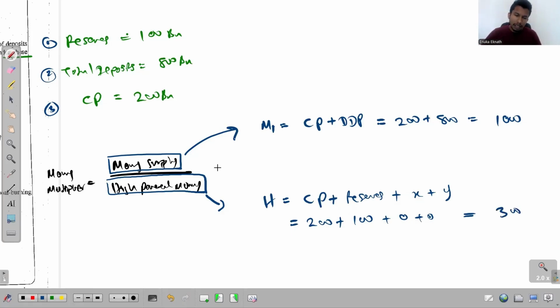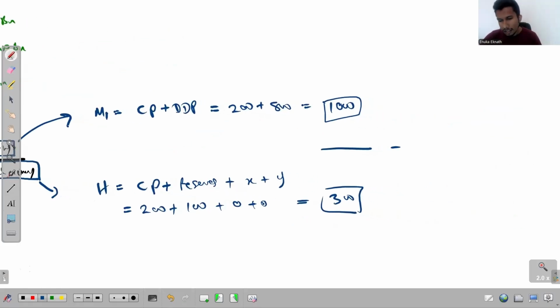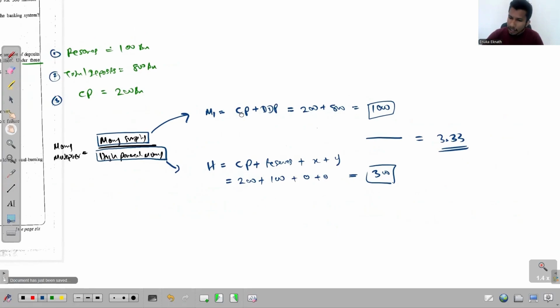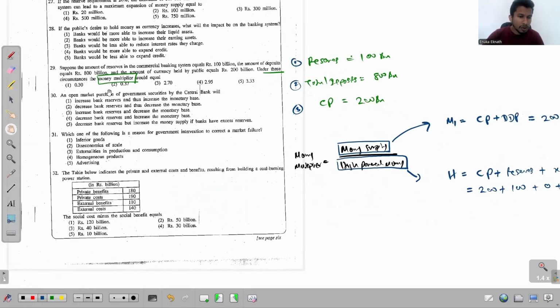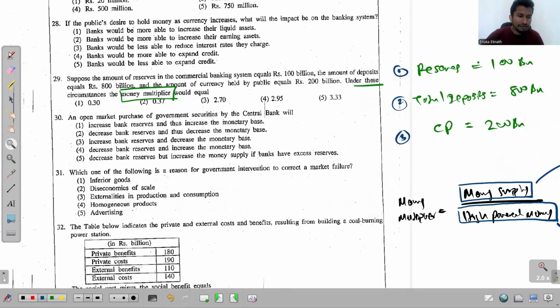As I explained earlier, if you get the ratio between the money supply and the high powered money, you can calculate the money multiplier. So just take the ratio between this 1000 and this 300. 1000 divided by 300 is simply 3.33, and that's the money multiplier in this given economy. So you have it here as the fifth option. So for this question number 29, the fifth one is the answer.